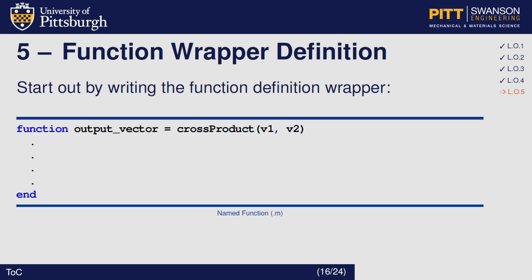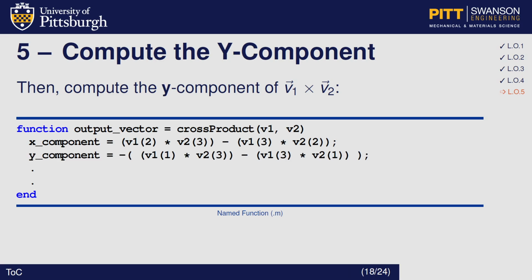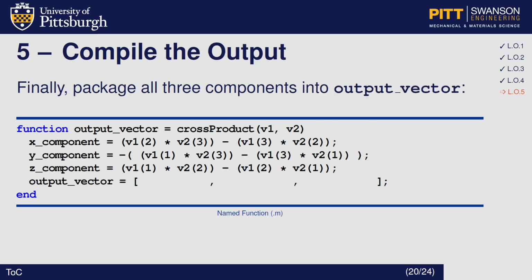We start out with the function wrapper that we've discussed before. This time the output will be a vector, which we'll call the output vector. The function name can be cross product with two vector inputs v1 and v2. Then in the first line, we calculate the x component of the cross product, then the y component, and then the z component. And the last line is to package all three of the components together in one vector.